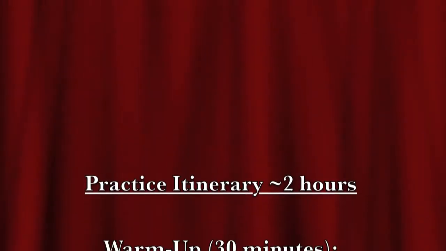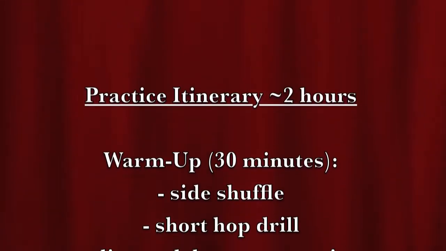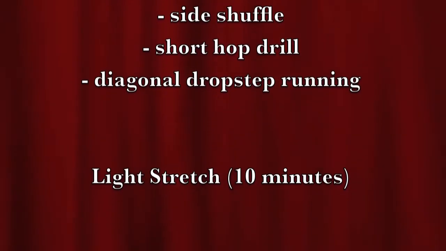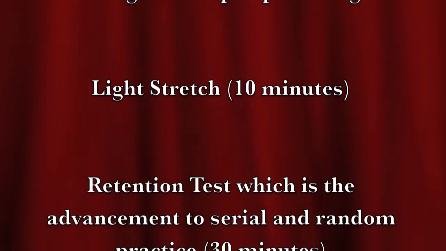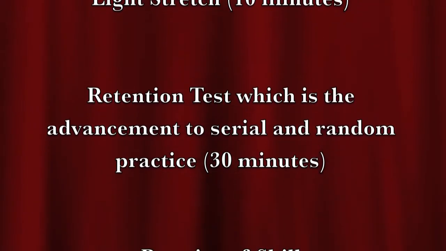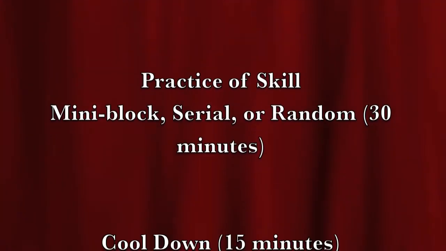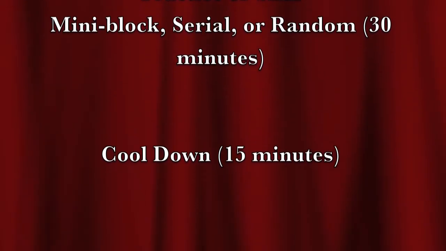Practice itinerary. The warm-up consists of side shuffle, short hop drill, diagonal drop step running. Next is a light stretch, followed by a retention test, which is the advancement to serial and random practice, followed by practice of skill, and concludes with a cool down.